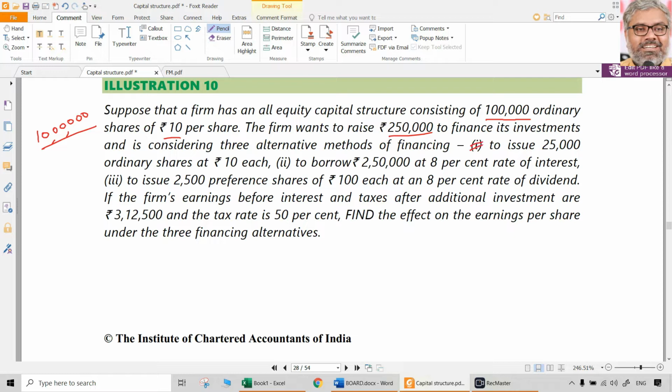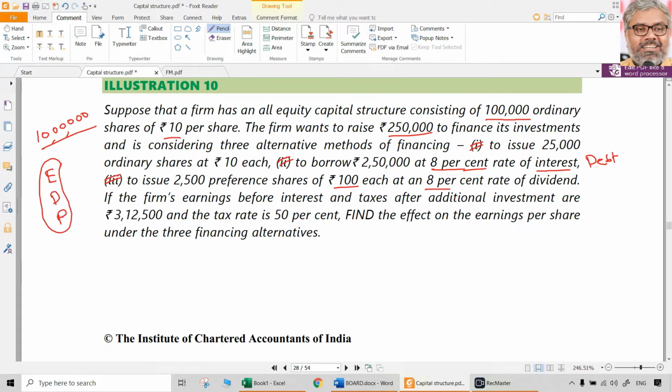1, to issue 25,000 ordinary shares of 10 rupees each, automatically you will get 2,50,000. 2, to borrow 2,50,000 rupees at 8% rate of interest. Borrow means this is debt, so the interest rate is 8%. Or the third alternative is to issue 2,500 preference shares of 100 rupees each at an 8% rate of dividend. So 3 alternative plans are there, either equity or debt or preference. Any of these plans will have to be selected.